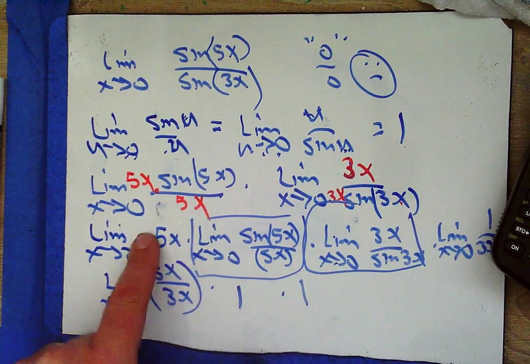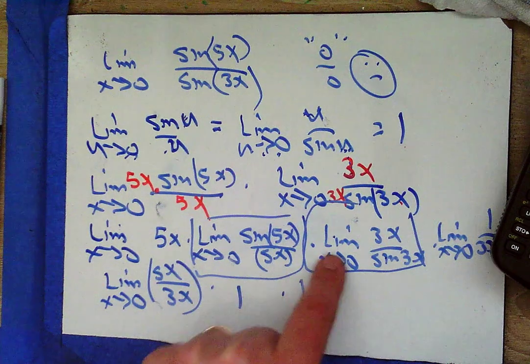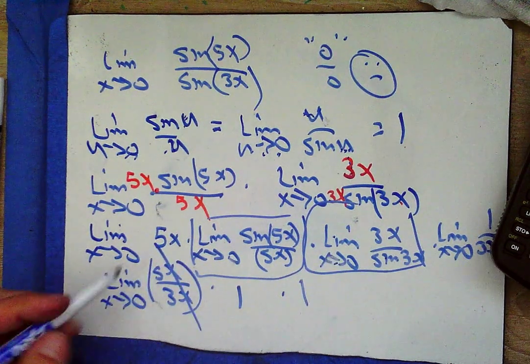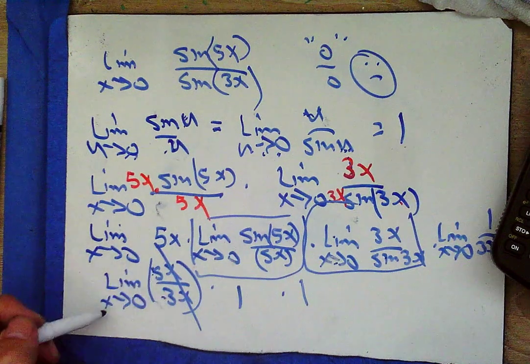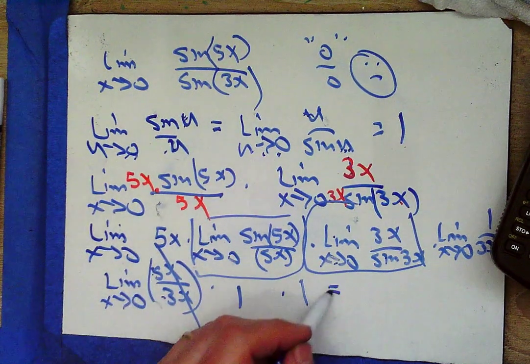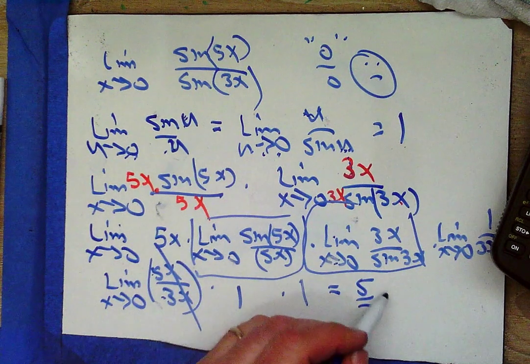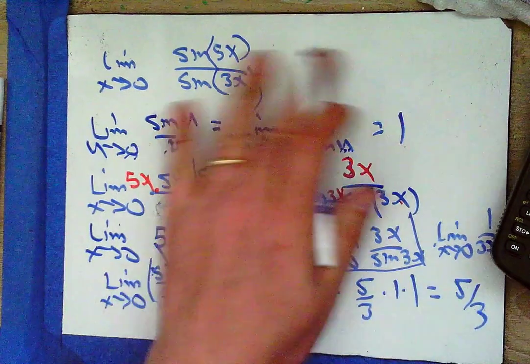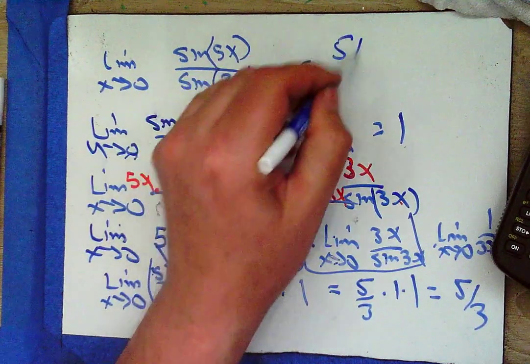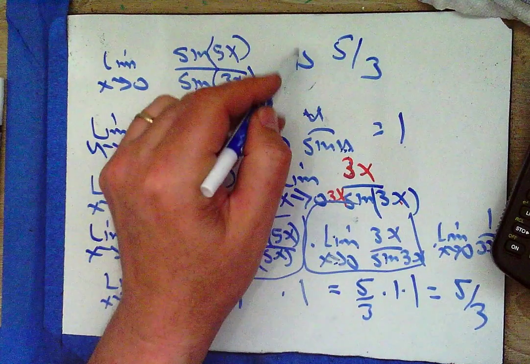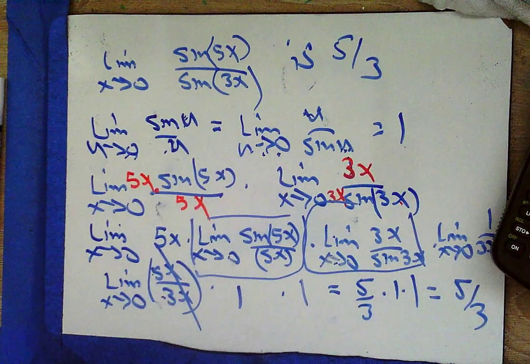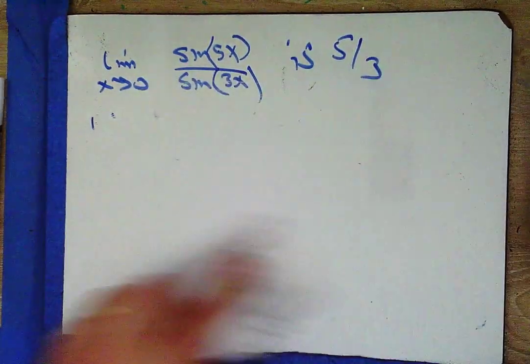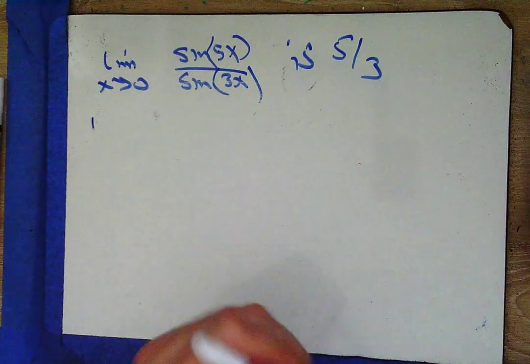So putting these together in this limit, this one was 1 and this one was 1. Now here, I can cancel. And what's the limit of a constant 5/3 as x approaches 0? Well, that's 5/3 times 1 times 1, which is 5/3. So I know that this limit is 5/3. Fabulous. Wow, I really had to use my properties there to break things up and evaluate.